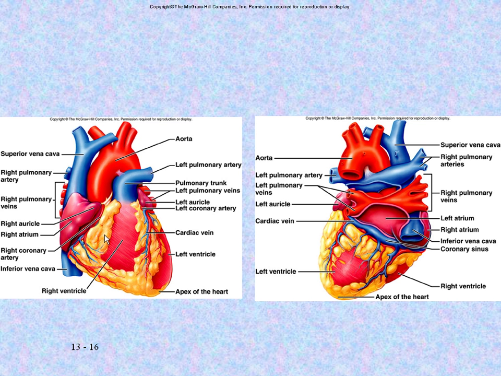You can also see some of what we call the coronary circulation. If you see these little blood vessels here, arteries and veins, and on the back of the heart here, those are all part of the cardiac circulation.